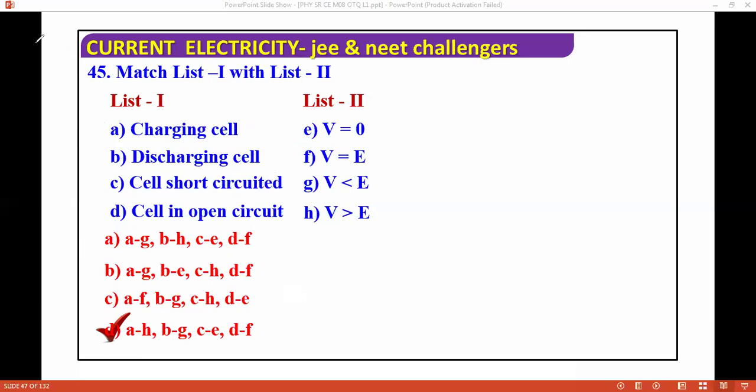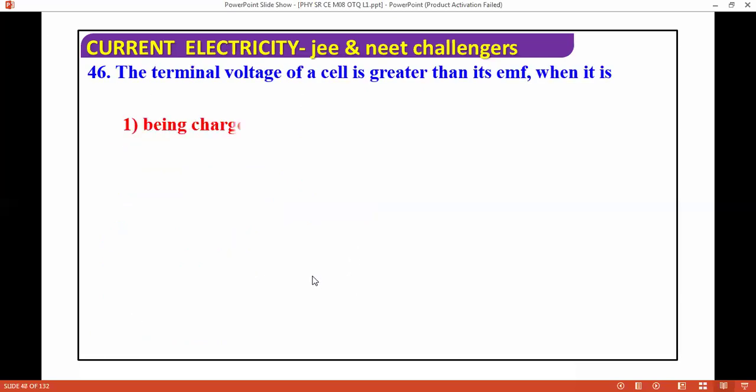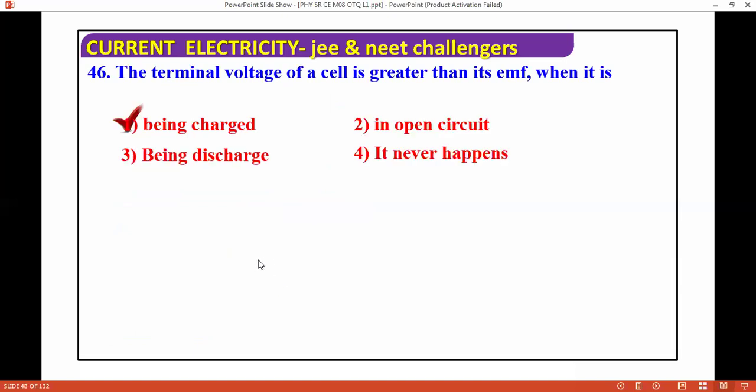Next question we have: the terminal voltage of a cell is greater than its EMF when it is being charged. Next question.